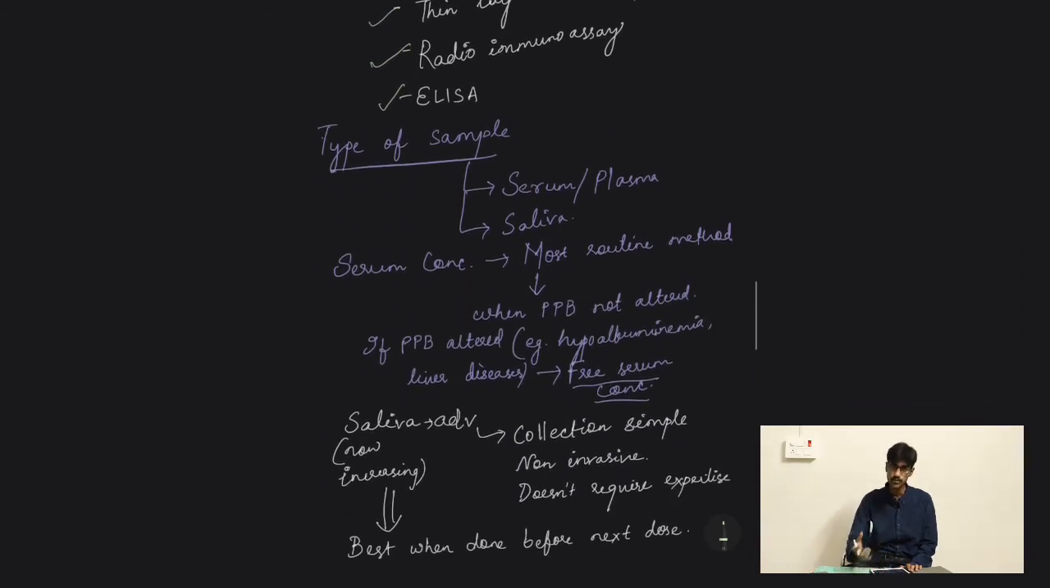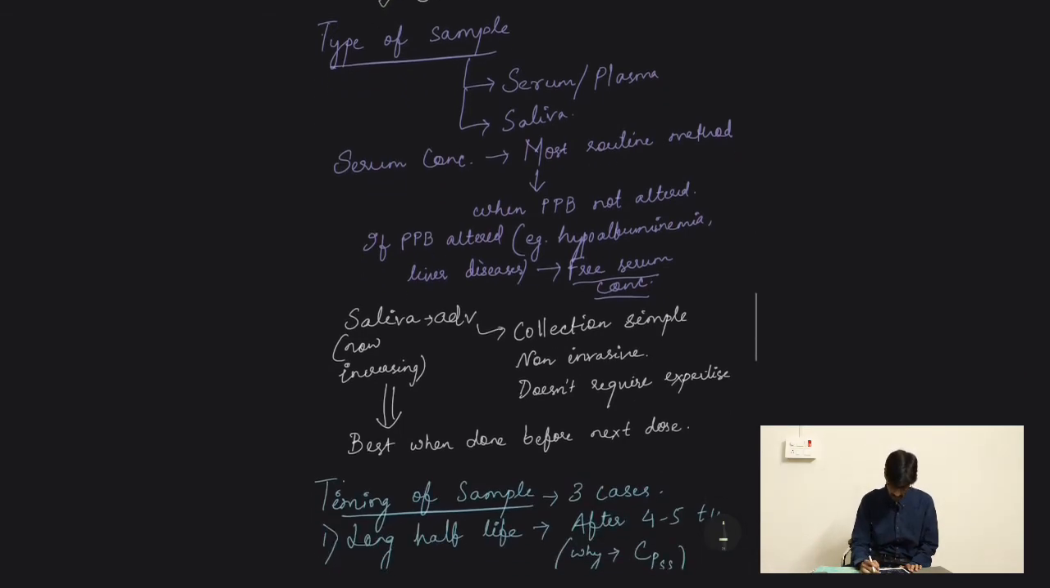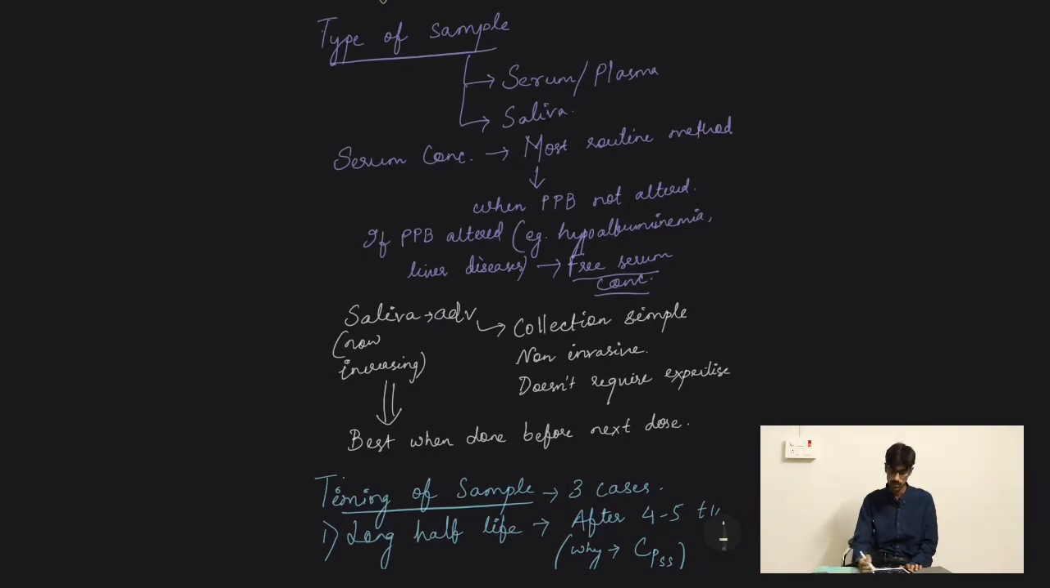What are the different types of sample that can be taken for therapeutic drug monitoring? Usually we take the serum sample or the plasma sample, and apart from that nowadays saliva is also used. And serum sample is the most routine method when plasma protein binding is not altered, and if plasma protein binding is altered, like in cases of hypoalbuminemia or liver diseases, free serum concentration is usually measured.